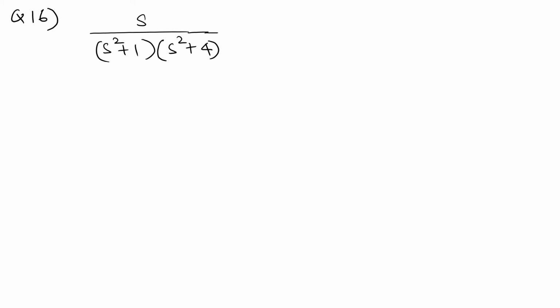So we have s over (s squared plus 1)(s squared plus 4). So it's very similar, but the only thing is you have s in there. So again, same argument. We can write this one as (As plus B) over (s squared plus 1), and then (Cs plus D) over (s squared plus 4), and then same argument.